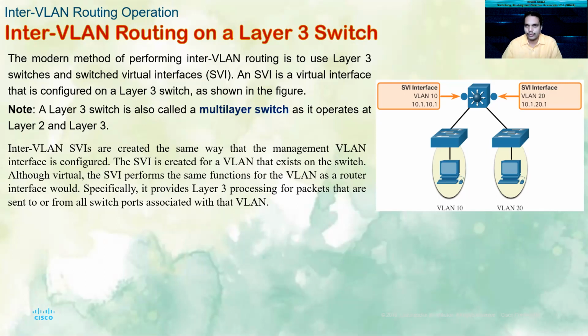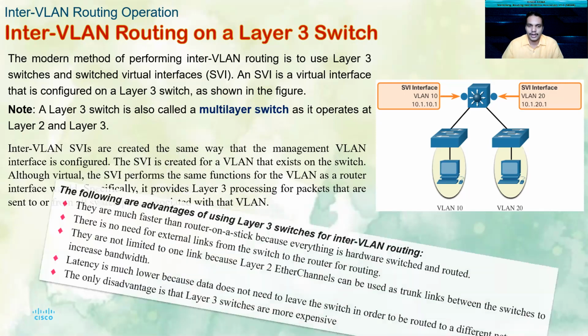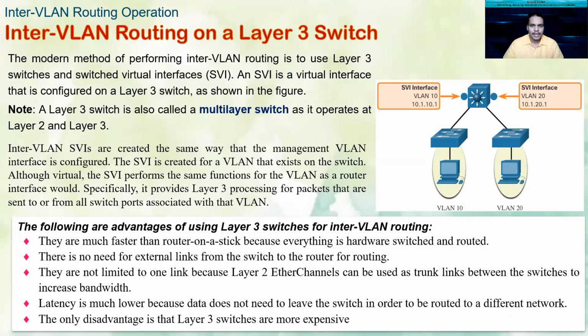We will work on these things so that you will be able to understand and have hands-on experience. Why do I say it's a modern way and the best way? Because it is much faster than router on a stick configuration, because everything is based on hardware. Everything is routed through hardware. There is no need for external links. Latency is very low because the frames do not leave the switch at all. The only disadvantage here is that it's slightly more expensive than the other options. But still, most enterprise LANs and corporate LANs do go for multi-layer switches.